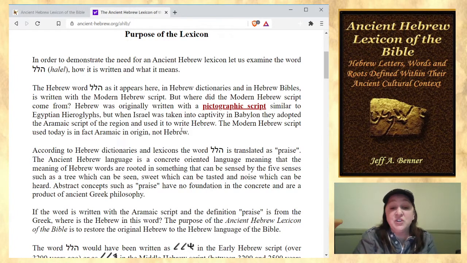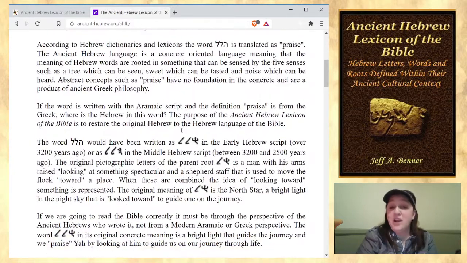Hebrew was originally written with a pictographic script, similar to Egyptian hieroglyphs, but when Israel was taken into captivity in Babylon, they adopted the Aramaic script of the region and used it to write Hebrew. The modern Hebrew script used today is in fact Aramaic in origin, not Hebrew. According to Hebrew dictionaries and lexicons, the word halal is translated as praise.